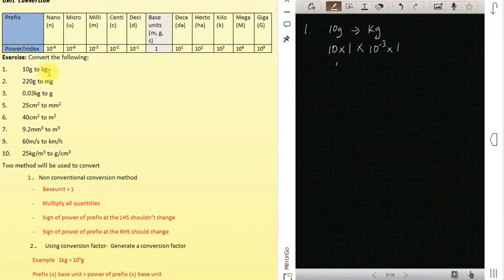So this implies that I'll have 10 to the power of 1. Of course, 10 is the same thing as 10 to the power of 1, times 10 to the power of minus 3. That gives me 10 to the power of minus 2 kilogram. Okay, it's the same thing as 0.01 kilogram, if you like.